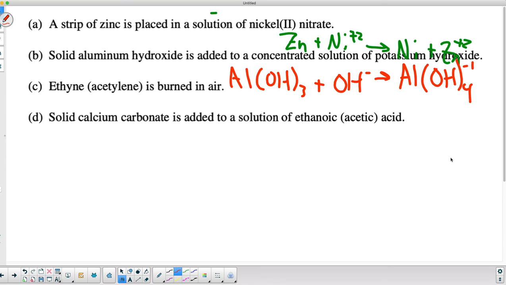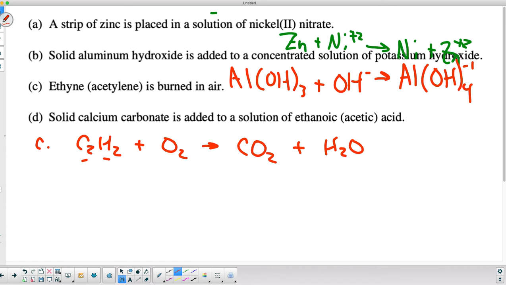Okay. So how about ethyne? Ethyne is also known as acetylene. Acetylene, for letter C, is C2H2. If you don't know that, then you should Google it to see what it is. Burns in air means +O2. On the other side, when we have carbon and hydrogen, a hydrocarbon, we can only have two choices. The choices are carbon dioxide and water.